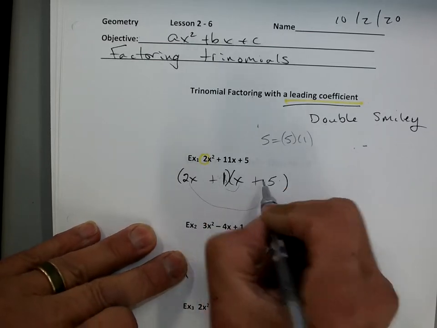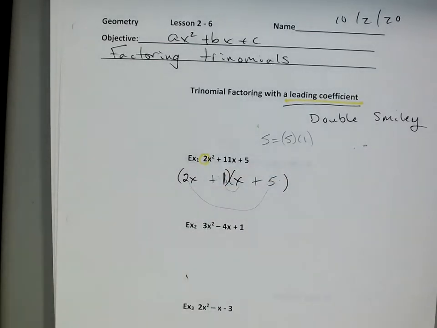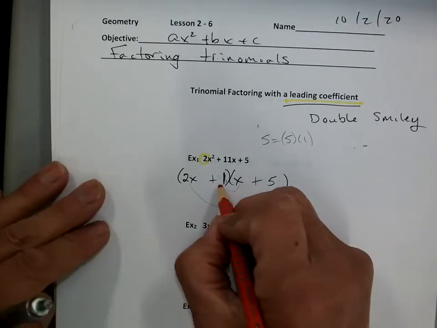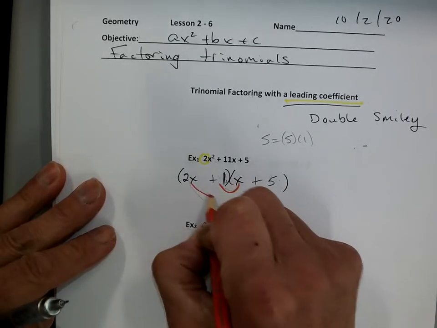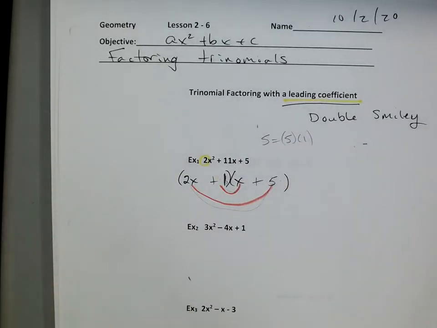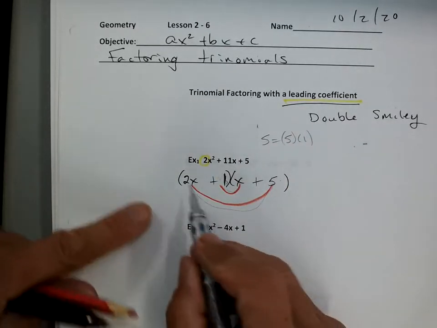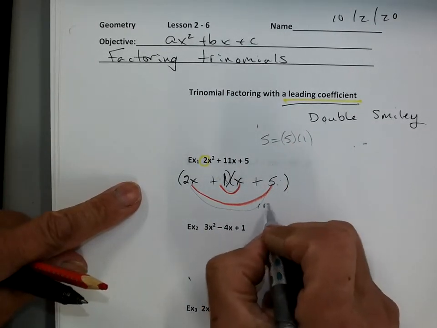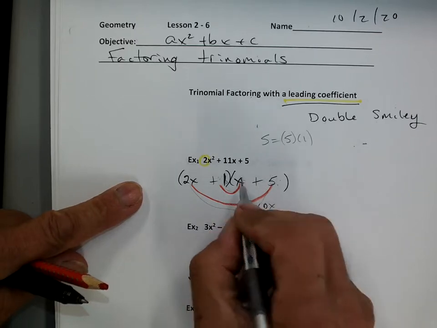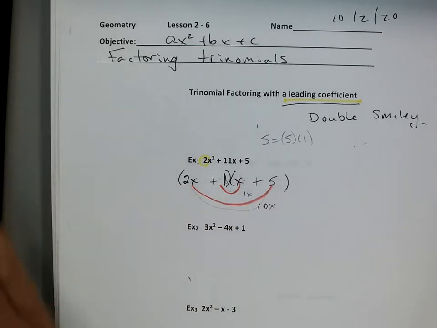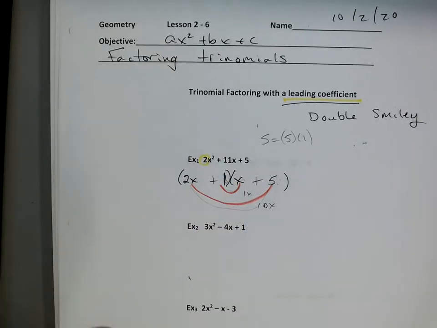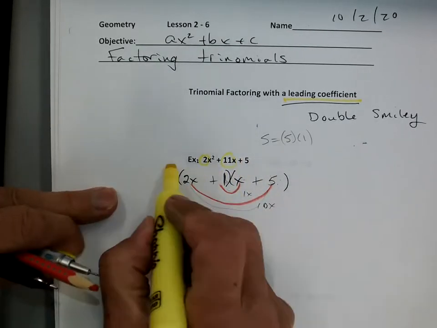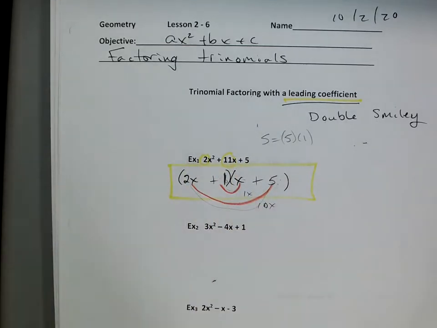How do I know that's right? Well, that's where I check with what I call my double smiley. Okay, so my double smiley here, and here is my outside and my inside. So this is how I check to make sure it's right. 2x times 5x is a 10x, and a 1 times an x is a 1x. When I add those together, I get my 11x, which is what I wanted for my middle term, and so this is the correct answer.